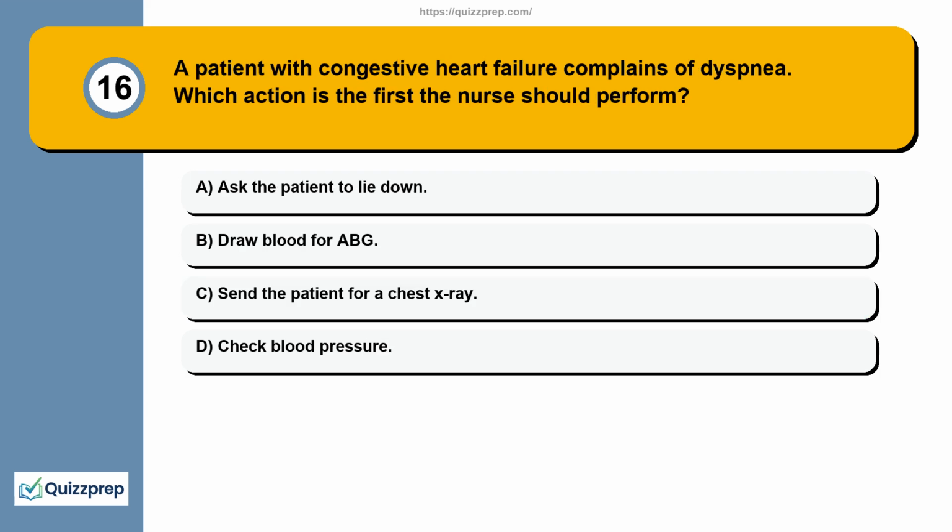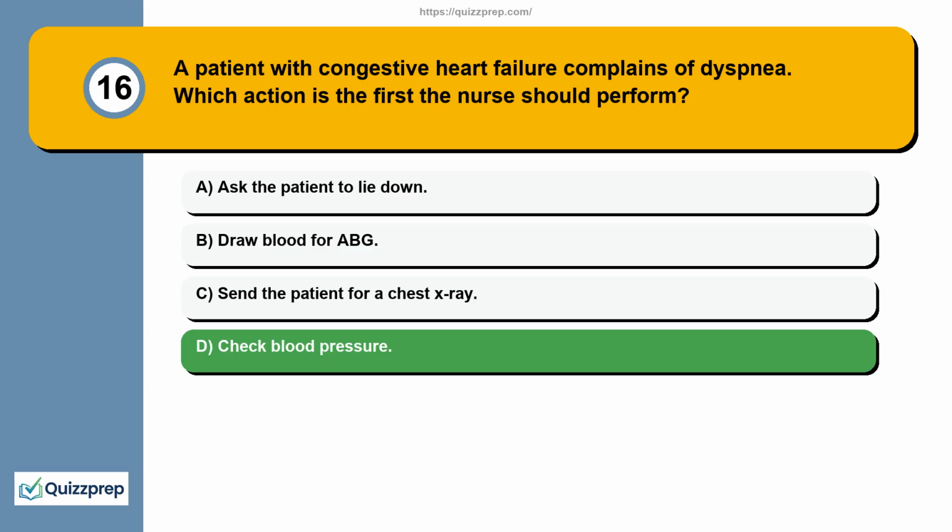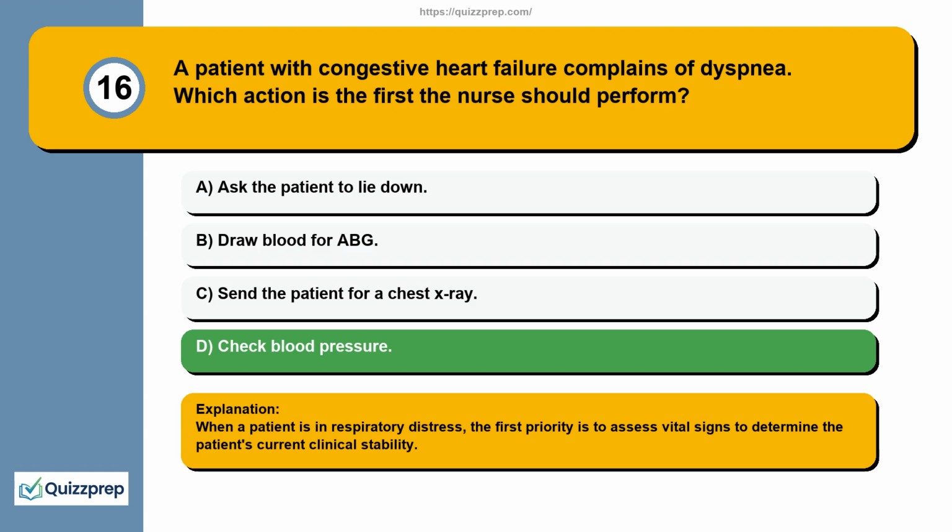Question 16. A patient with congestive heart failure complains of dyspnea. Which action is the first the nurse should perform? Ask the patient to lie down. Draw blood for ABG. Send the patient for a chest X-ray. Check blood pressure. When a patient is in respiratory distress, the first priority is to assess vital signs to determine the patient's current clinical stability.